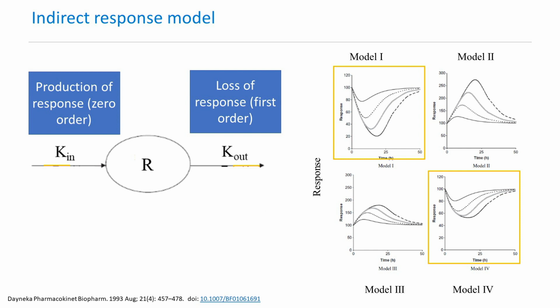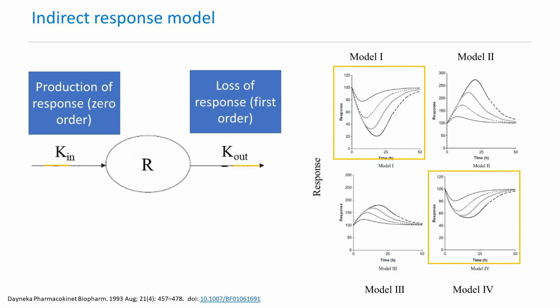So in an indirect response model, we can have inhibition of the production of response, which is going to make the response go down, or we can have stimulation of the production of response, which is going to make it go up. And I'll show you some schematics in a moment. And similarly, we can do the same thing for our loss of response. We can have inhibition or stimulation.